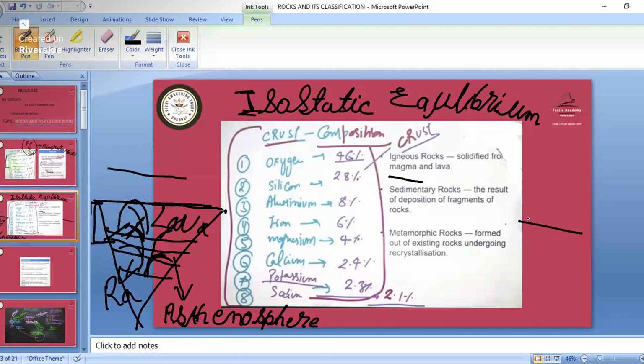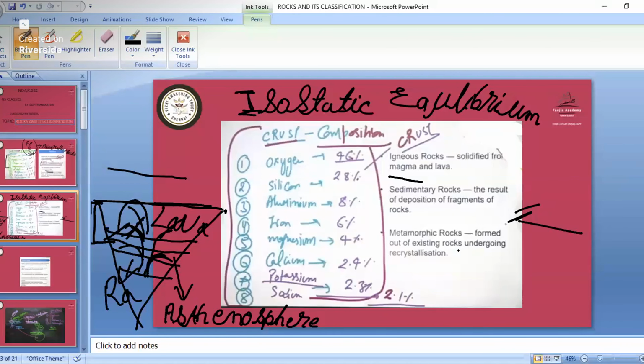So in that time, what will happen? That will be forming some layers. Those particular layers are known as sedimentary rocks. So sedimentary rocks are formed from the igneous rocks, as the result of deposition of fragments of rocks.